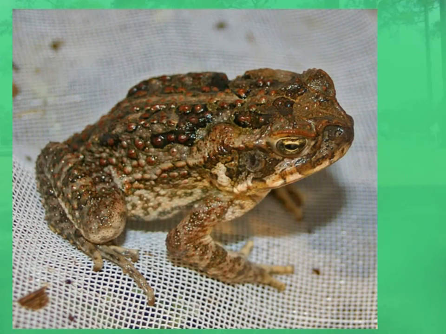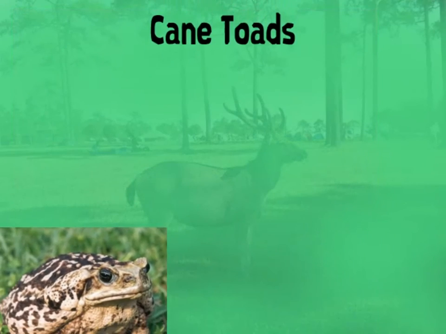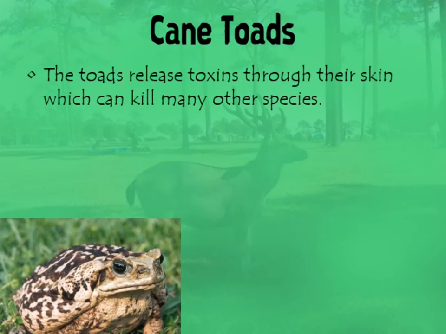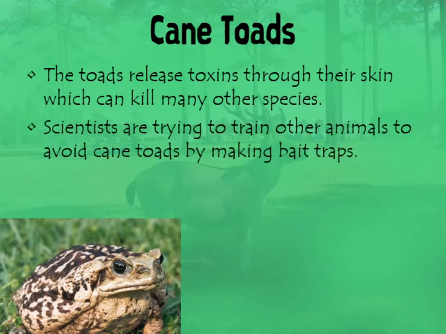So here is one of the cane toads themselves. Looks pretty cute, really. I don't see what all the fuss is about. However, the toads release toxins through their skin, which makes them quite poisonous to many other species. Now, there are ways that we are trying to deal with that. Scientists are trying to use parts of dead toad and sickness drugs to make other native animals realize the danger and stop eating the toads.